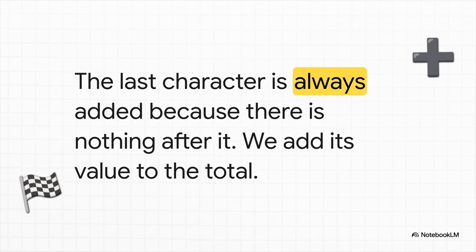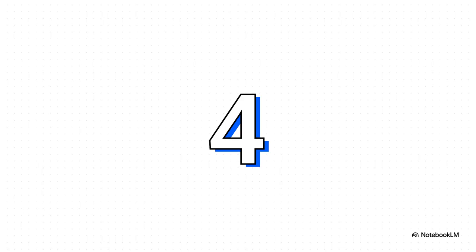Now, our little process is designed to stop just before the last character. Why? Well, think about it. The last character can never be subtractive. There's nothing after it to compare it to, so it is always added to the total. And this is where it all comes together. We take our running total, which was -1, and we add the value of that final character, V, which is 5. And what's -1 plus 5? It's 4. The logic works perfectly.